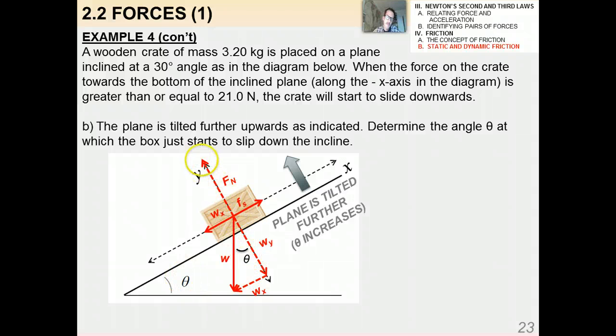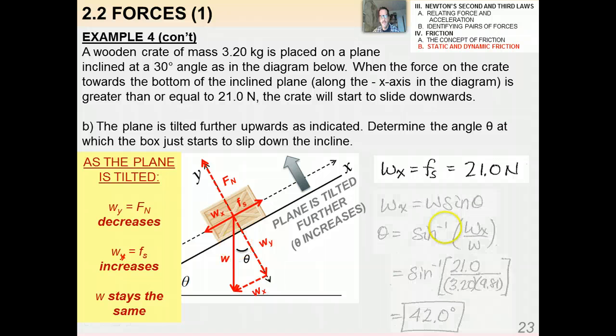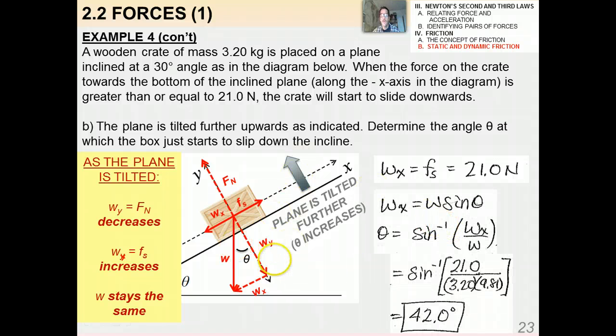Notice what happens to the normal force as theta is increased. The normal force will what? The normal force will decrease because W sub y, the vertical component of the weight vector, itself decreases. So again, W sub y decreases, the normal force decreases, and the static frictional force, which is equal to W sub x, increases. The weight, of course, always stays the same, and it slides when it reaches an angle of exactly 42 degrees.